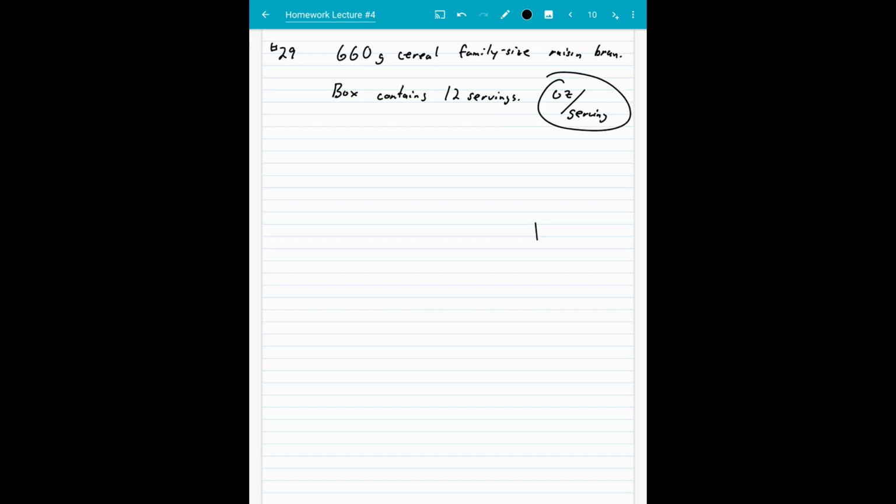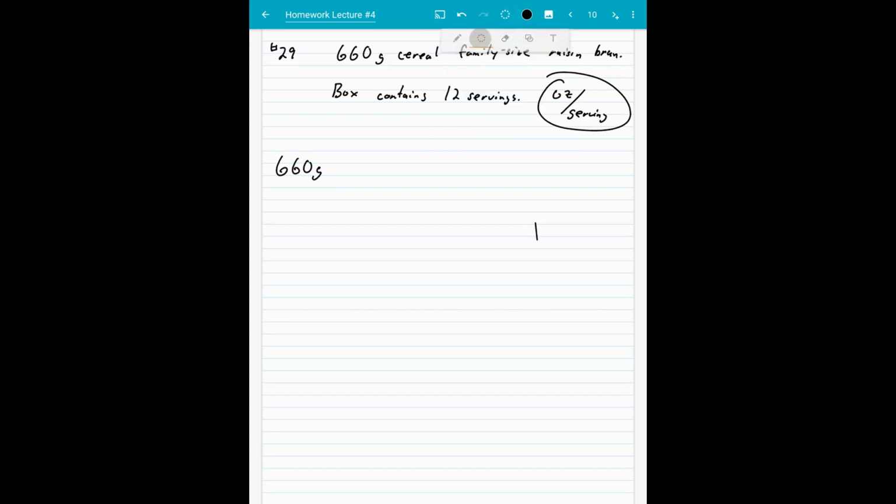We need to put that in perspective. We need to figure out how many ounces are in a serving. We're given grams. We want a weight in ounces instead of grams. So we have to set up a conversion line. What we're going to do is start out with what's given to us. The only number that really equates to ounces, our weight measurement, is the 660. So we're going to say 660 grams.